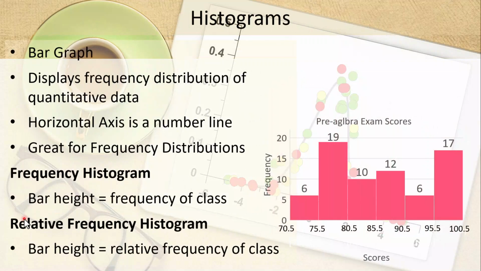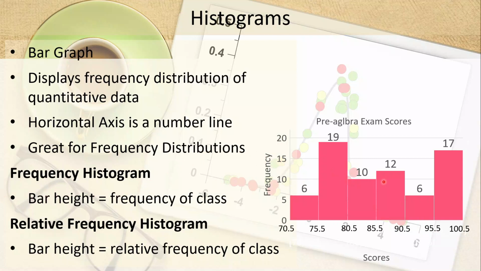The last type of graphical display we're going to talk about is the histogram. A histogram is essentially a bar graph. It displays the frequency distribution of quantitative data, so it is a great way to graph a frequency distribution. The horizontal axis is typically a number line. In this case, the labels are the class boundaries. And as I mentioned before, this is great for frequency distributions.